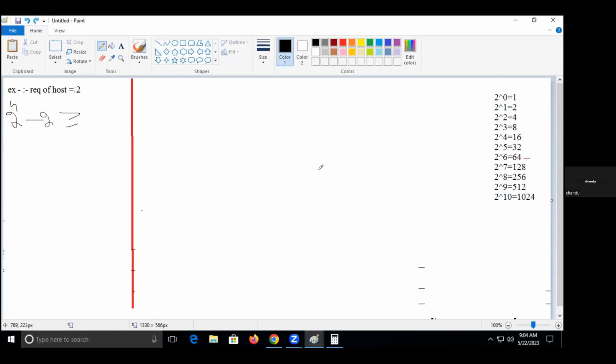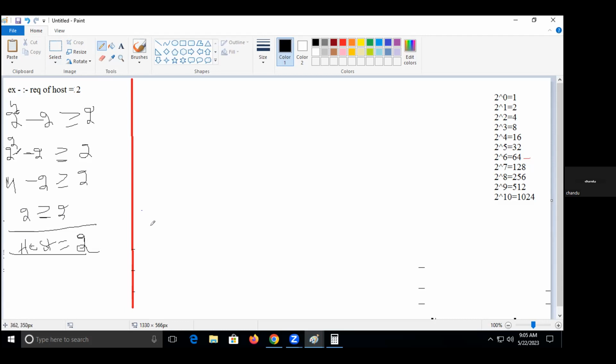2 power 2 minus 2 is greater than or equal to 2. 2 power 2 is 4, and 4 minus 2 is 2. 2 is equal to 2, so this works. The host value you are getting here is 2. So 2 bits should be the host. That's it.